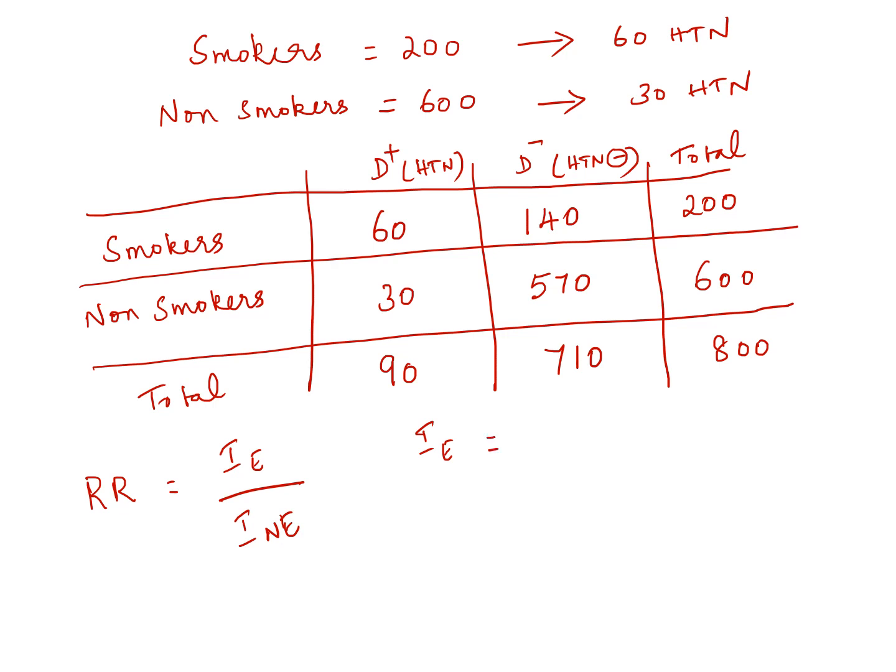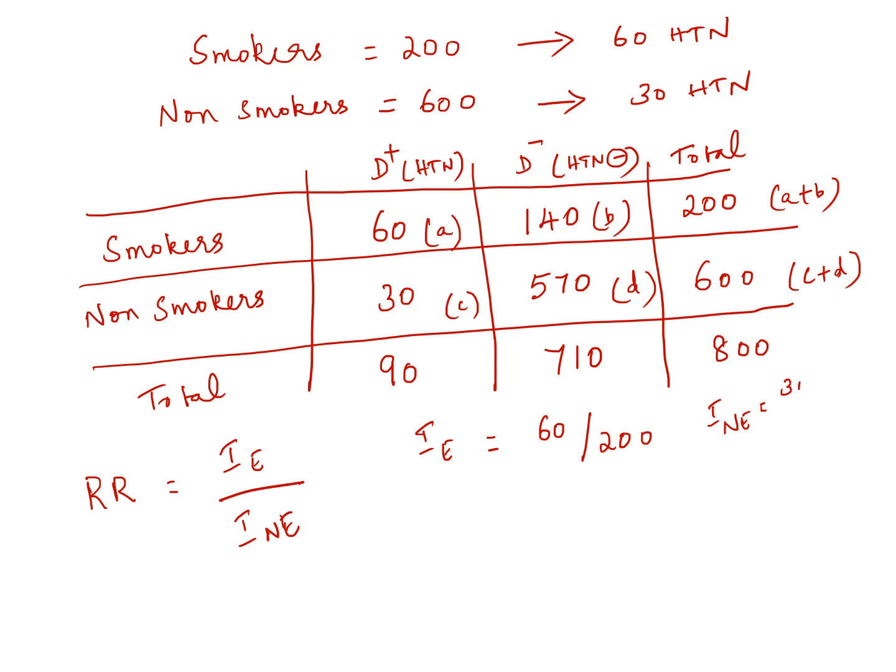Here incidence for exposed is only smokers. So, new cases is nothing but 60 divided by population at risk, that is smokers, which is 200. If you remember, A, B, C and D, we have already discussed all these things. Incidence among exposed was A by A plus B, and for non-exposed it was C by C plus D. Now incidence among non-exposed: number of new cases is 30 divided by C plus D, which is population at risk, 600.